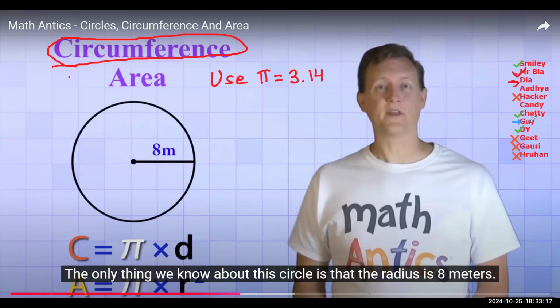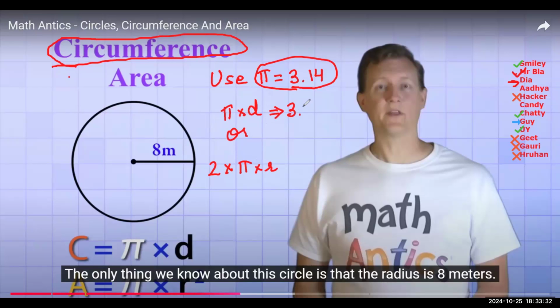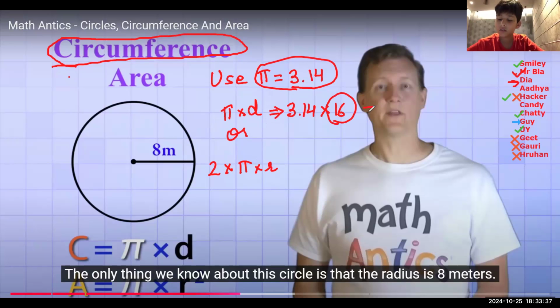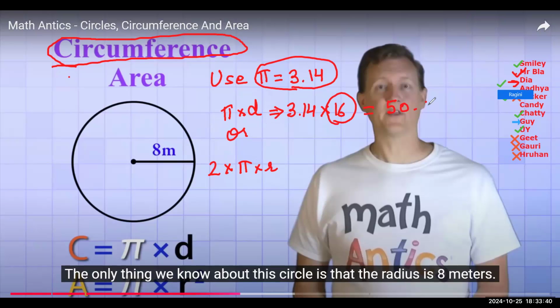No, no, no. So look here, guys, when I have written use pi equal to 3.14, that means you have to use 3.14. The formula is pi times d or 2 times pi times r. So pi times d means 3.14 times 16 because 16 is my diameter. So that will be 50.24 meters. Even if I do 2 pi r, so 2 into pi 3.14 into 8, that also will give me 16 into 3.14, that is 50.24 meters.